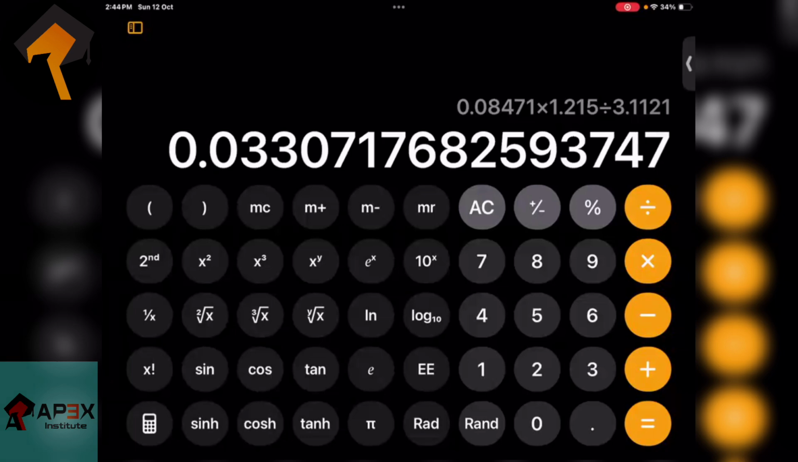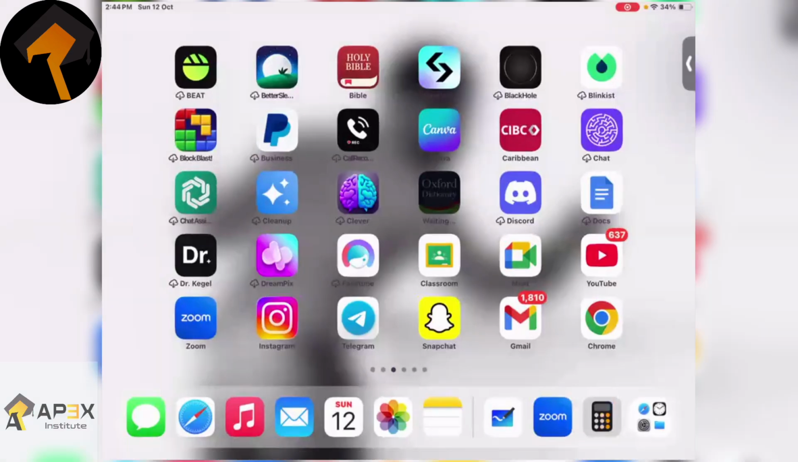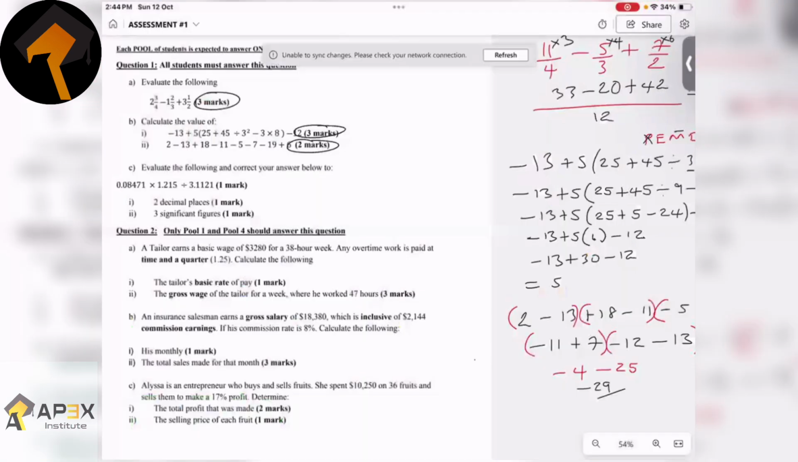That would be fine. So 0.03307, and I'm just going to add one or two more digits just to ensure that I have enough for the rounding process. Because more than likely, based on the question, I won't be required to round off to more than just 2 or 3 decimal places or significant figures.